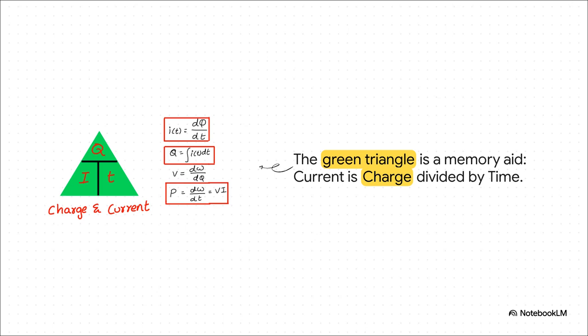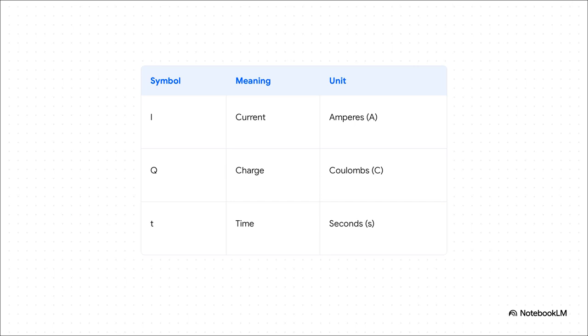Current is just charge divided by time. So, let's really lock in that formula. I equals Q over T. What this really tells us is the definition of an ampere itself. 1 amp literally means 1 coulomb of charge is flowing past a point every single second. That's it. That's the pulse of electricity.